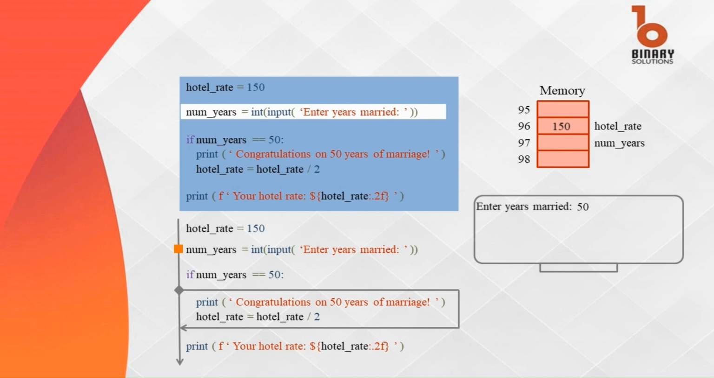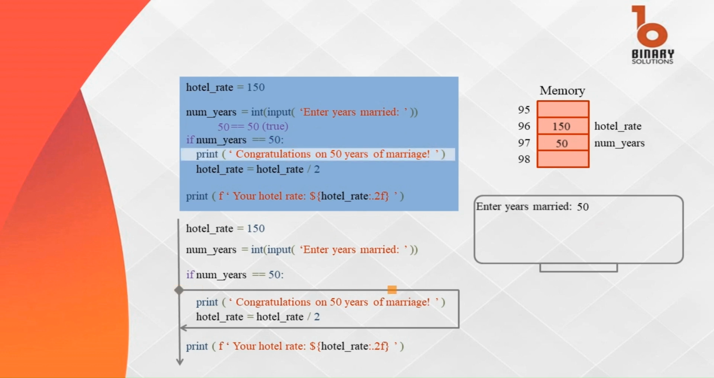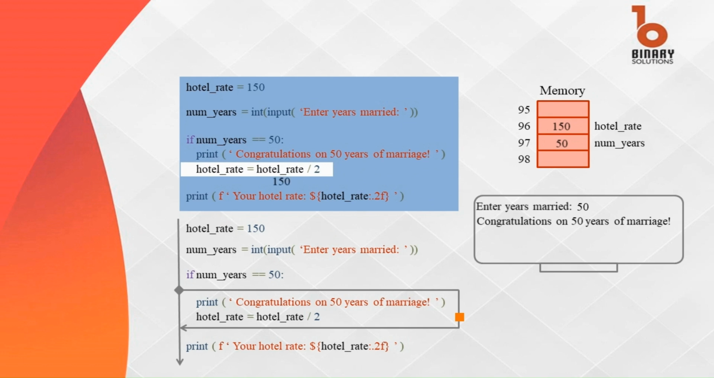variable num years. If the user inputs 50, the condition num years equals 50 evaluates to true, triggering the execution of the if block. Within this block, the program applies a discount by halving the hotel rate, acknowledging the couple's golden anniversary. Finally, the program concludes by printing the updated hotel rate, reflecting the discount. This example demonstrates how an if statement can be used effectively to detect equal values and execute specific actions based on the outcome, showcasing its utility in real world programming scenarios.